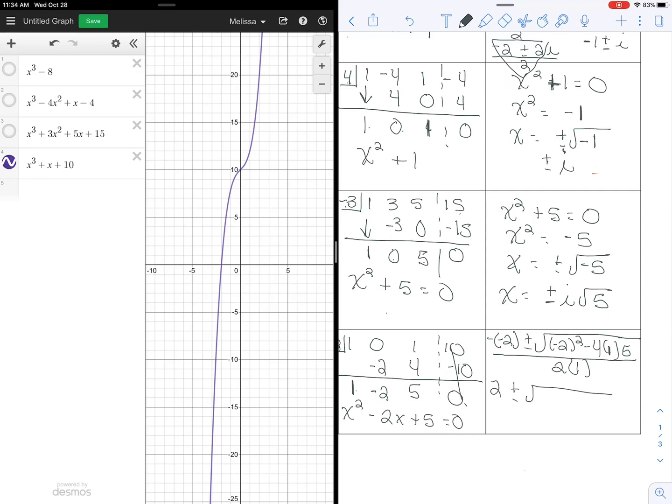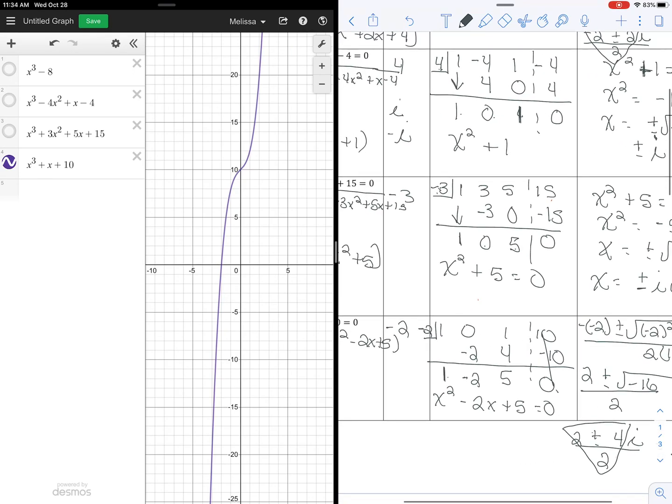So that is 2, because a negative makes that positive, plus or minus the square root of 4 minus 20, negative 16, all over 2. Negative 16 can factor out to be 2 plus or minus 4i, because the square root of 16 is 4 and the square root of negative 1 is i, all over 2. And so once again, since all of these are a factor of 2, I can write this as 1 plus or minus 2i over 1.